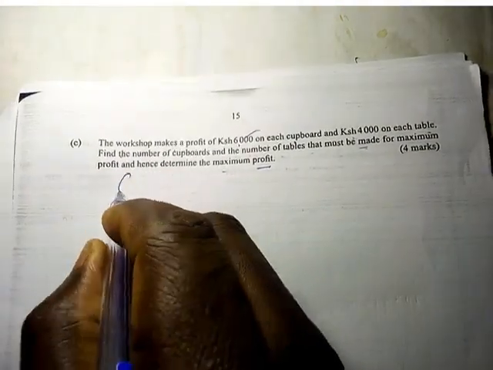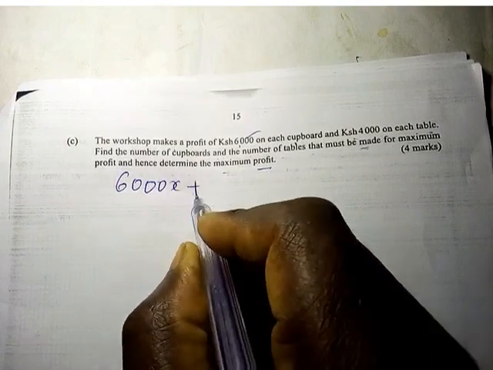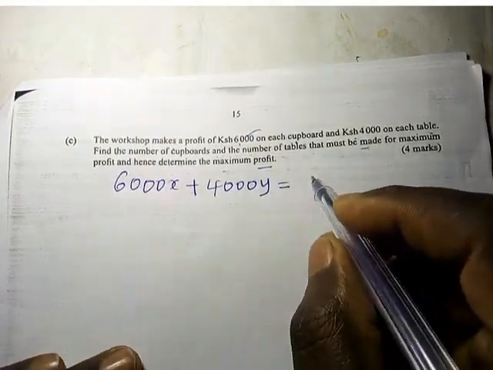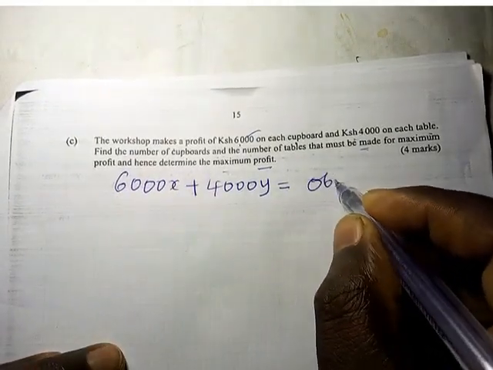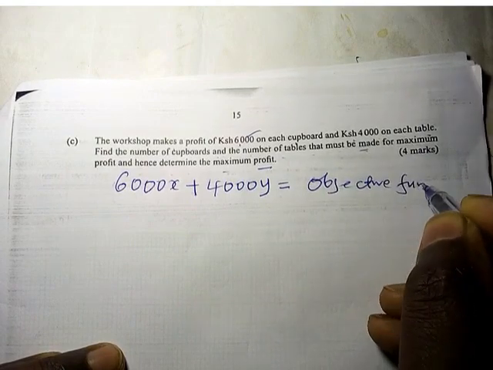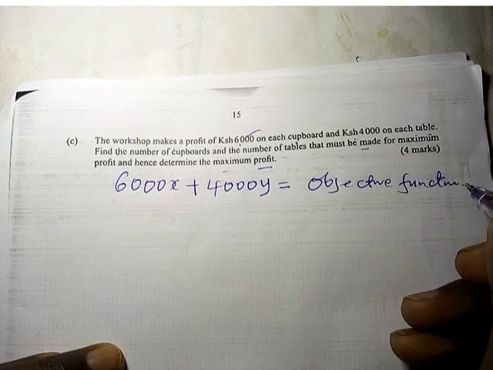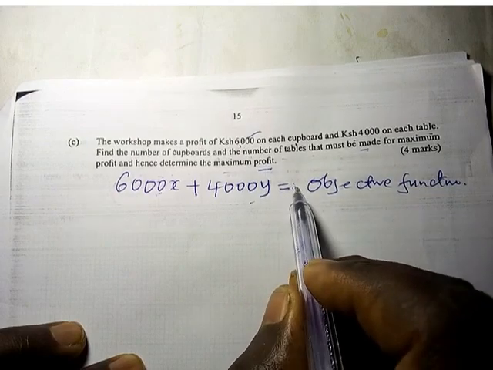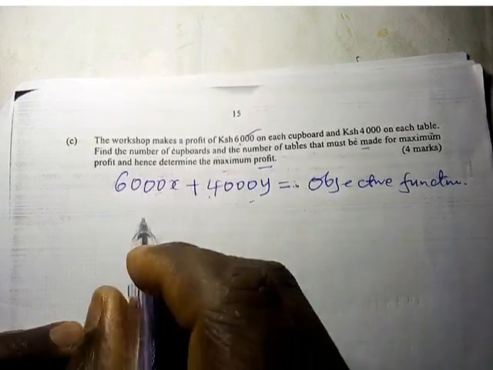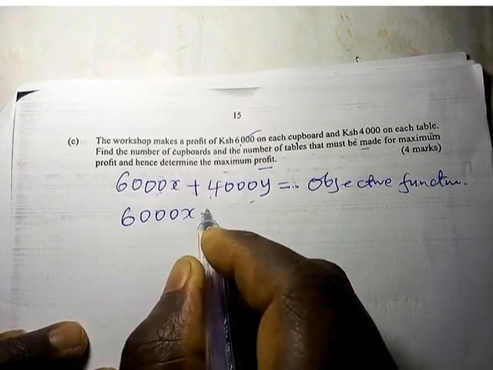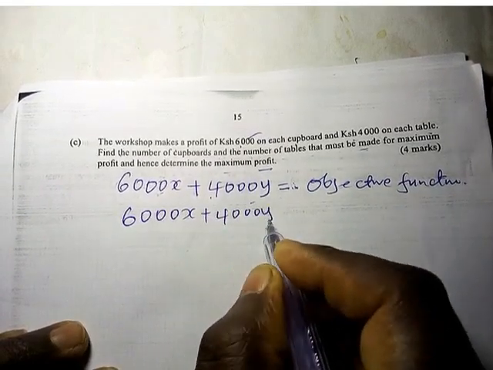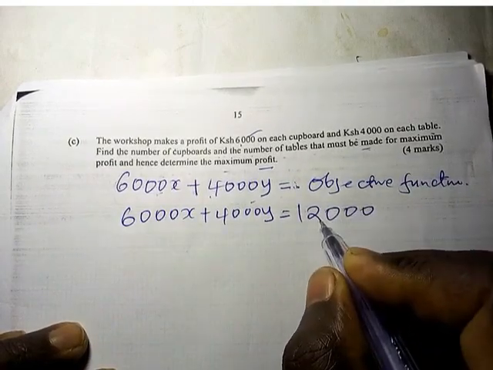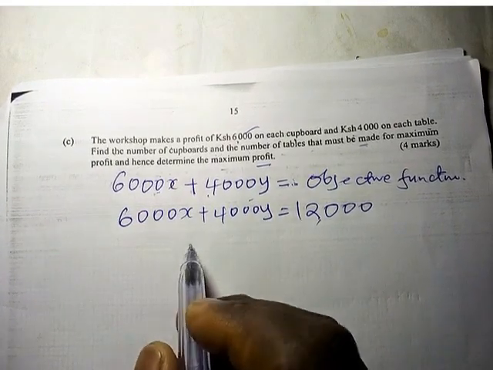So that will be 6,000 times x plus 4,000y, which will give us the maximum. This one is the function, called the objective function, which we will use to optimize. For us to optimize, we must give this one a number, and that number is the LCM of these numbers. So 6,000x plus 4,000y is equal to the LCM. The LCM of this can be 12,000. 12,000 will work for that.